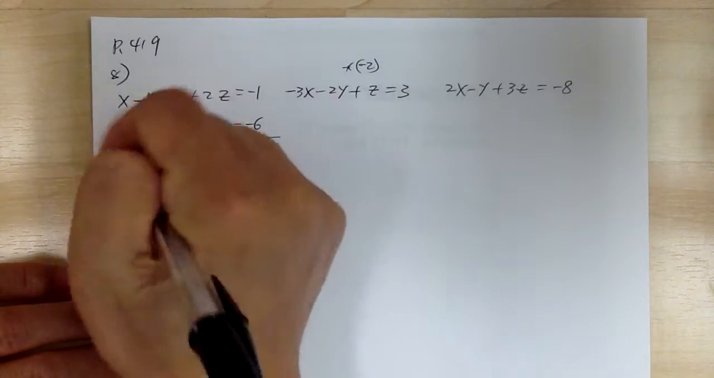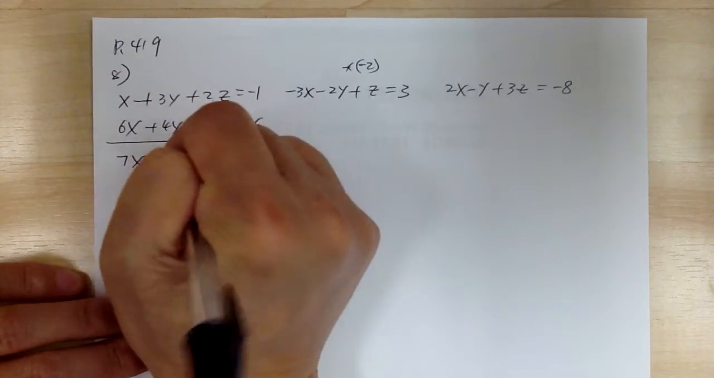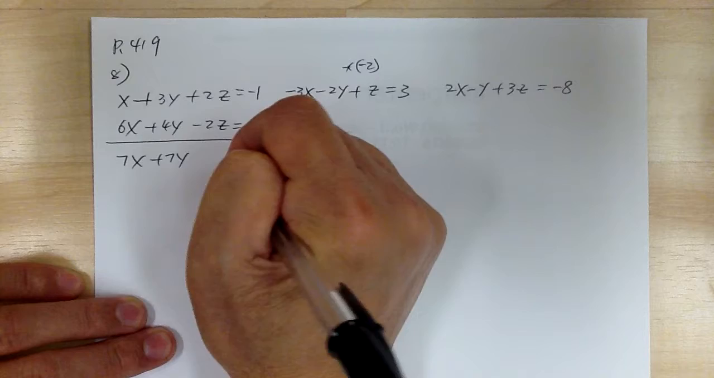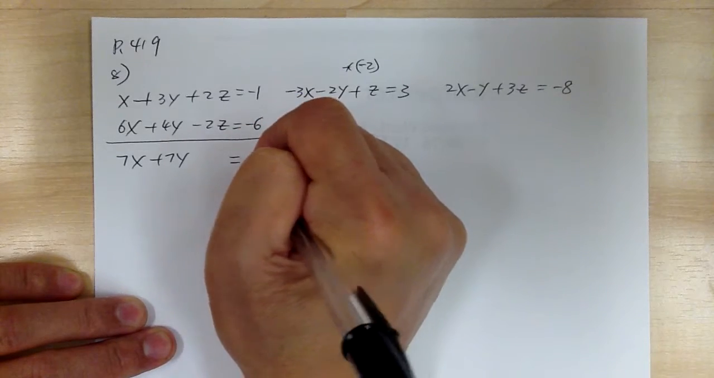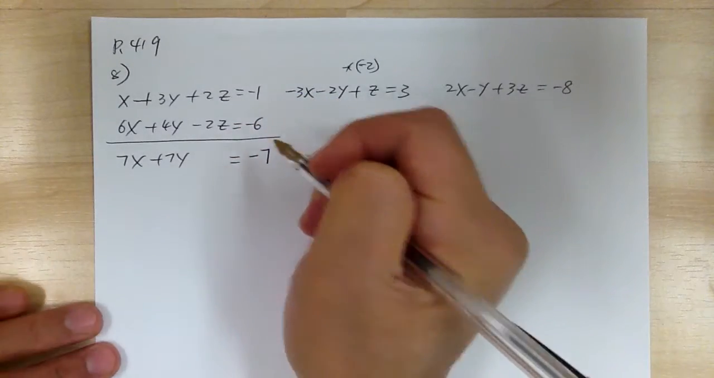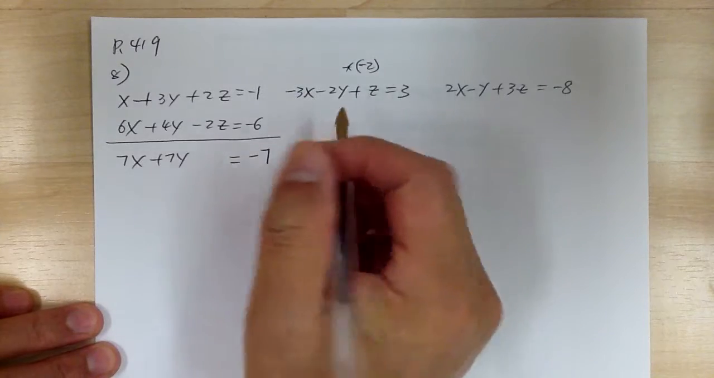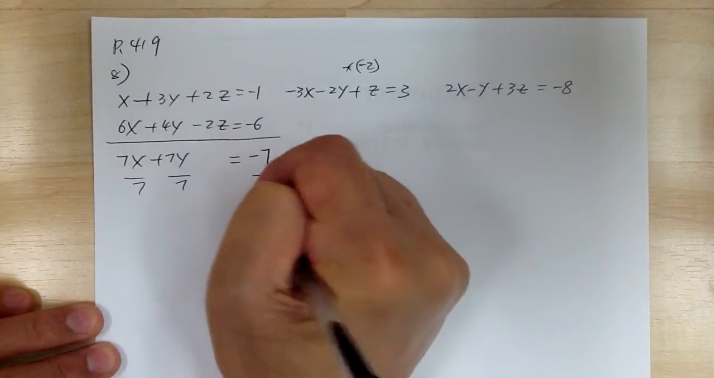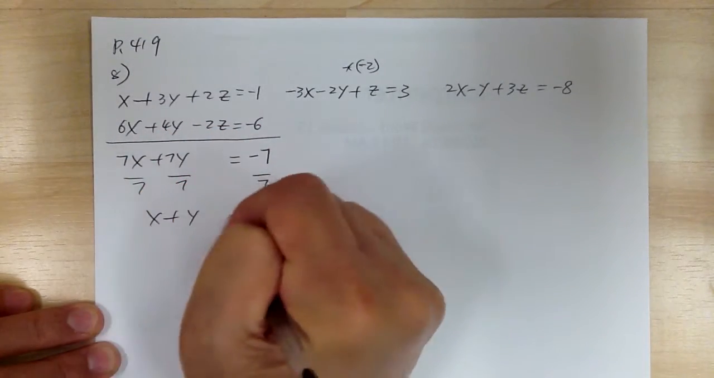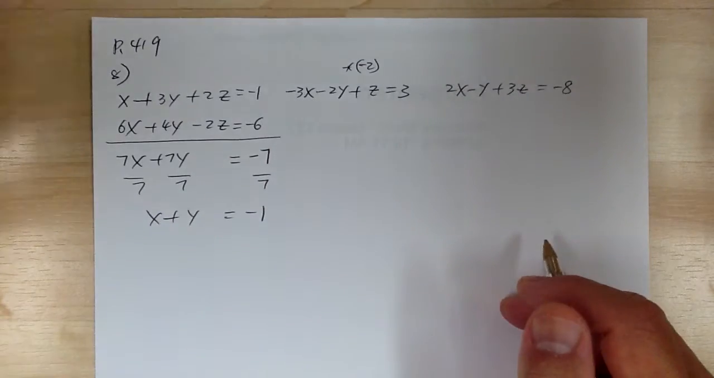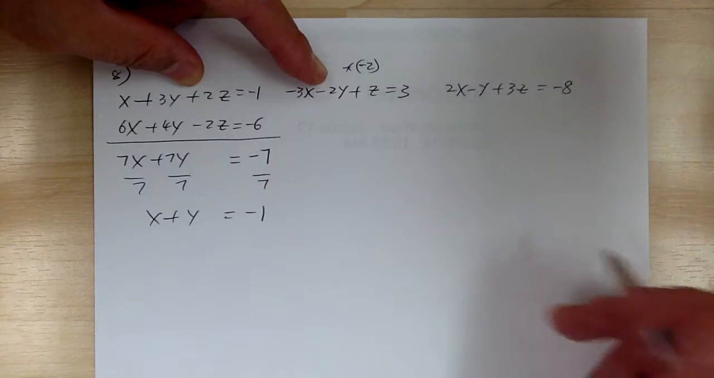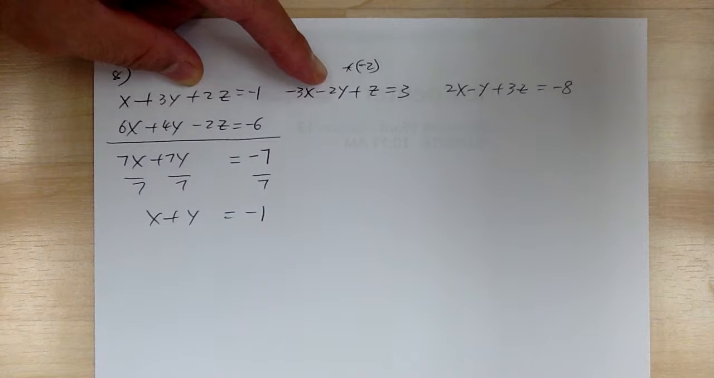Then you add each column, so you get 7x plus 7y. That eliminates the z, which is what we want to do. Equal to -7, and I'm going to divide by 7 to lower my number. So I get x plus y equal to -1. Okay, so I've used up this pair, so I have to use another pair. Again, remember you have to eliminate the z first.